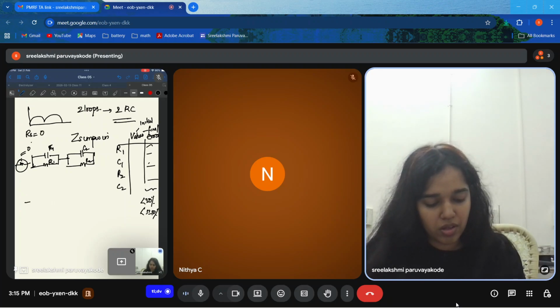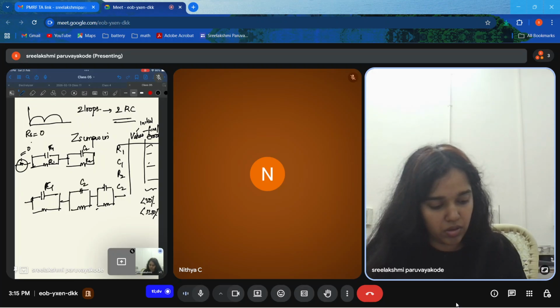Now, if for instance, to this circuit, I am trying to fit it using three RC elements in series: C1, C2, C3, R1, R2, R3.